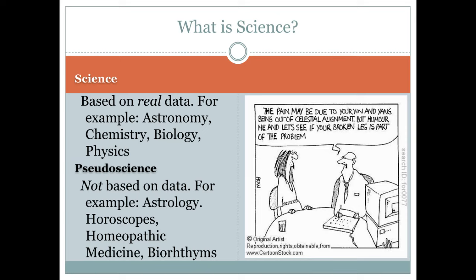Pseudoscience is not based on data. For example, astrology is a really good one, or horoscopes. Basically, people try to say that your day is going to go a certain way based on how the stars are aligned or how the planets are aligned. And there's no scientific data to back that up.